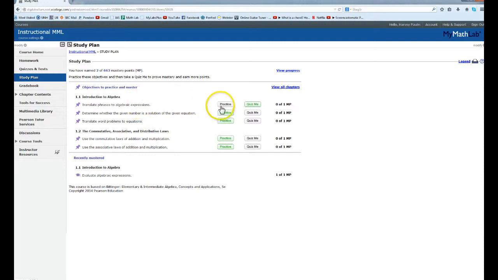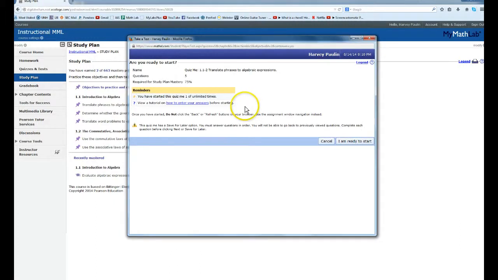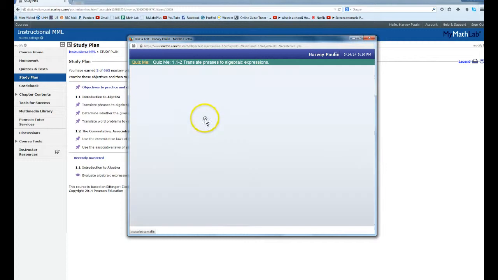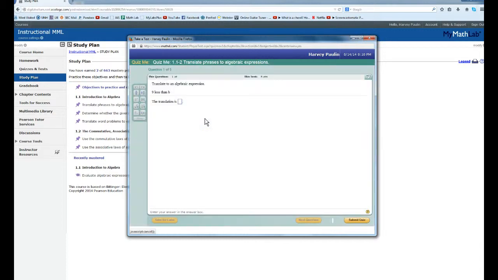And now I'm going to go to the quiz me. Now I've done the practice. I'm going to do the quiz me. Now the difference between a quiz me and practice is that when I put an answer in here, I have to input all of the answers. And I don't get to see the results until I finish.